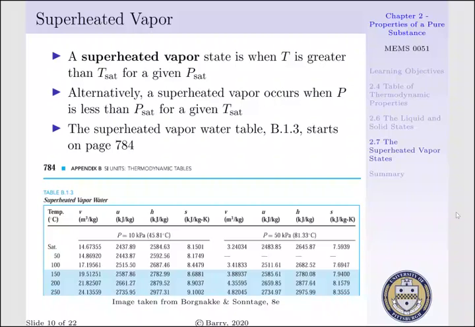And this follows the same format as our compressed liquid water table, where we have pressure subentries as a function of temperature, and we only have our specific volume, specific internal energy, specific enthalpy, and specific entropy published. There is no sub f or sub g entry.